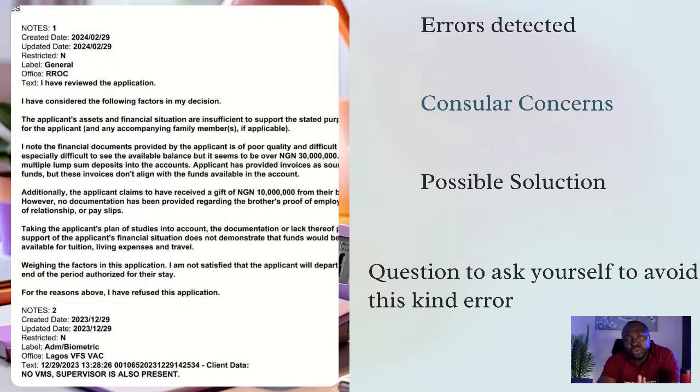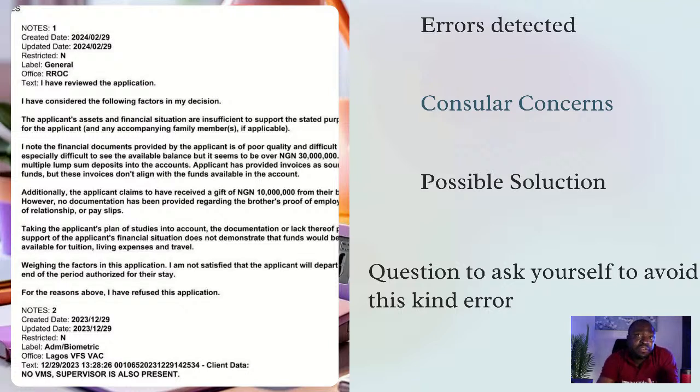How do you prove the source of income? If the person sponsoring you is a businessman, put the registration certificate. In Nigeria, it's the CAC. I don't know what it is in other parts of West Africa. You put that registration certificate there. Then you put all the necessary documents to show that the person is a businessman.